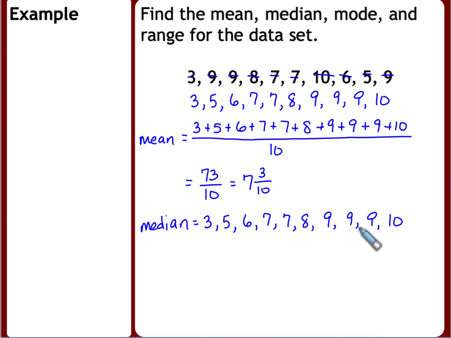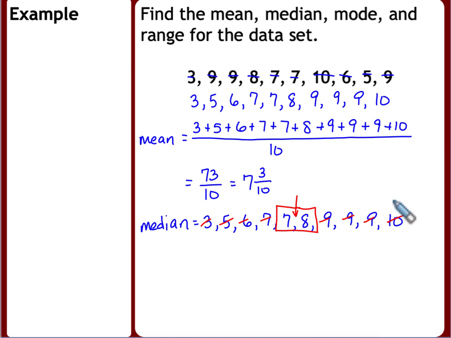But if you have an even number of data values, you should have two numbers left in the middle, as long as you're crossing them off in pairs. So I'm crossing off the 3 and the 10 together, the 5 and the 9 together, the 6 and the 9 together, the 7 and the 9 together, and I have a 7 and an 8 in between. So what we need to do is find the number that's exactly in the middle of these two numbers, 7 and 8.